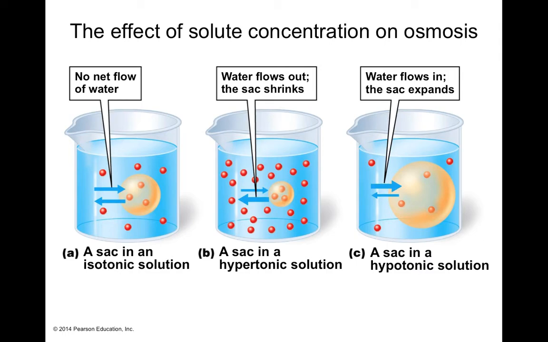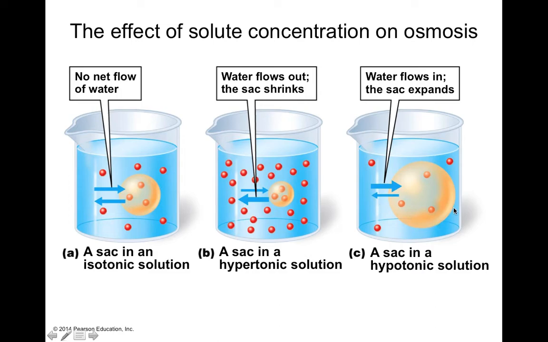But my point is that if we have more free water on the inside of this cell than we do on the outside, because we have a higher solute concentration out here, then water is going to flow out, right? We're going to end up with this cell shrinking. So a sac that's in a hypertonic solution is going to purge, which means it's going to shrink down. And the equal and opposite event can happen if we have a sac in a hypotonic solution.